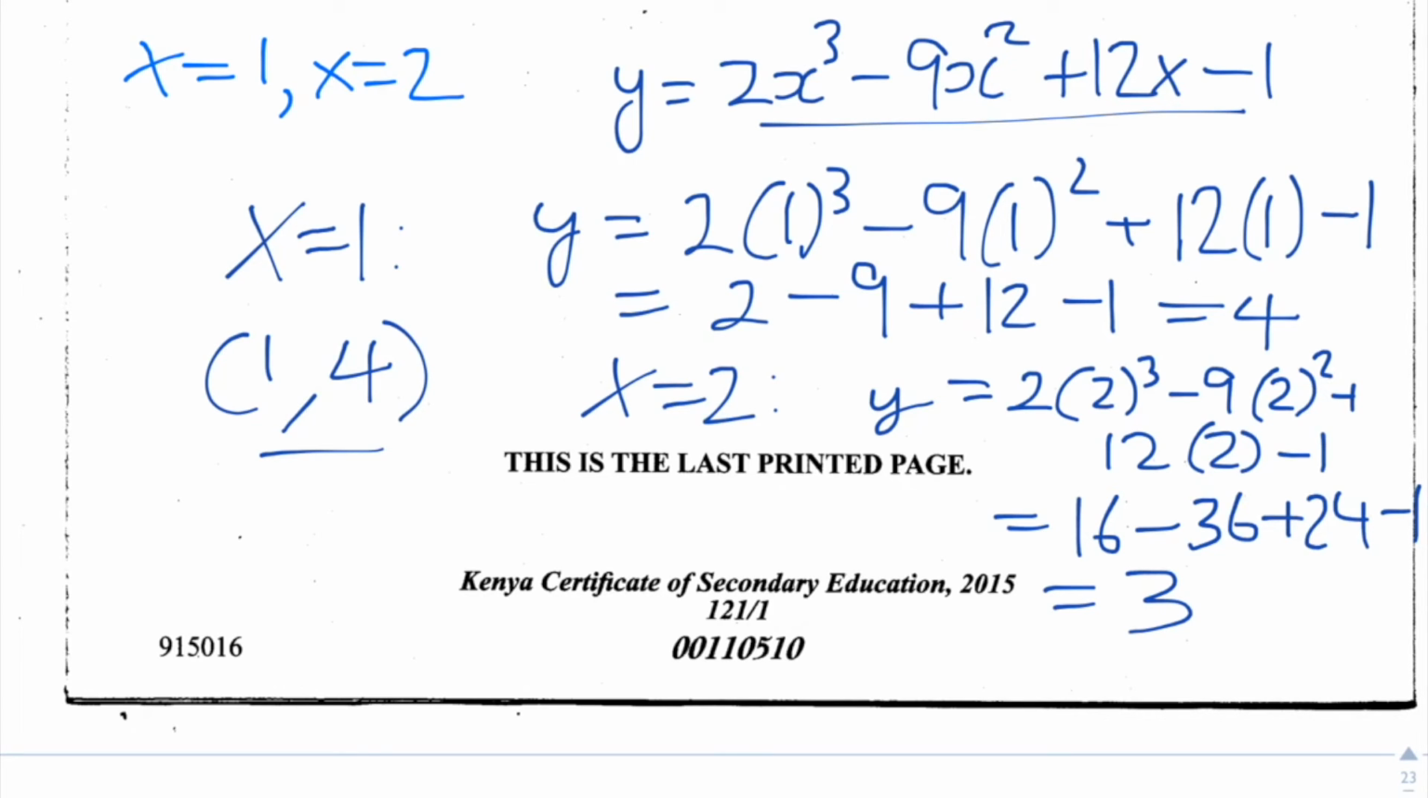So that means that our second turning point is at 2, 3. So we have two turning points, one at 1, 4 and the other one at 2, 3.